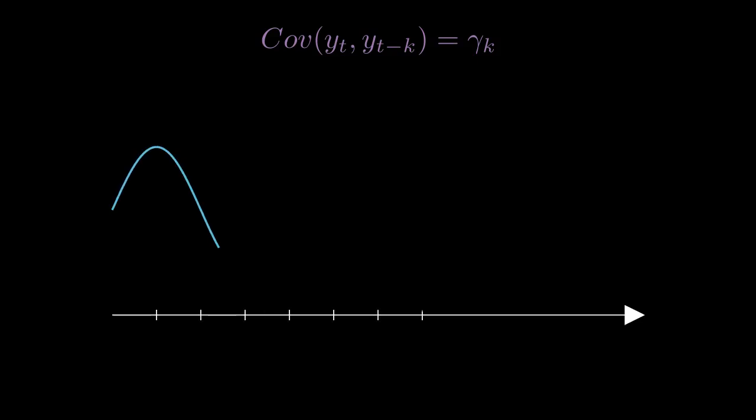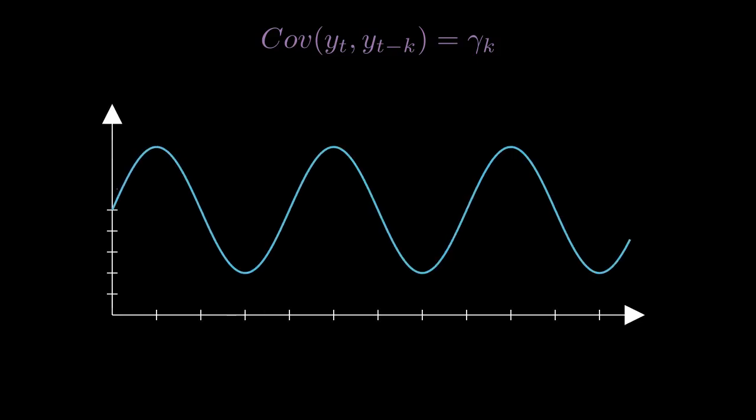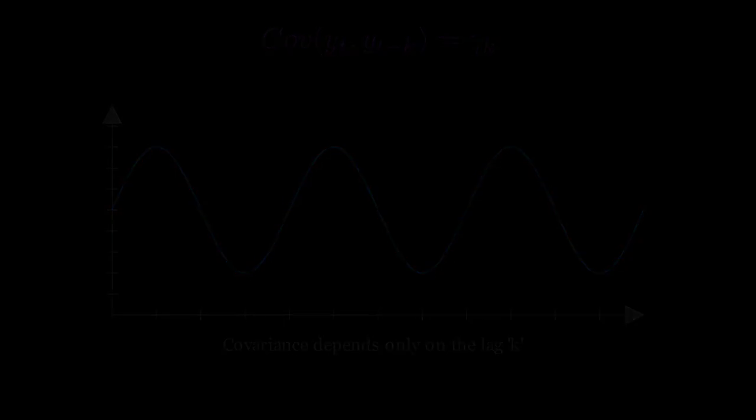The third pillar is the absence of seasonality. If your data shows regular, predictable patterns at fixed intervals, like ice cream sales peaking every summer, the autocovariance depends on the time of year, not just the distance between points. To achieve stationarity, we must strip away these seasonal cycles.